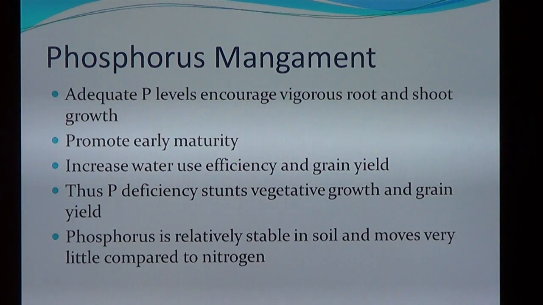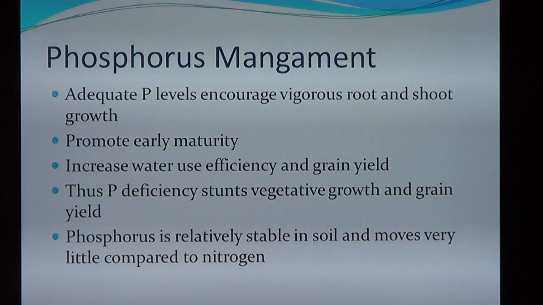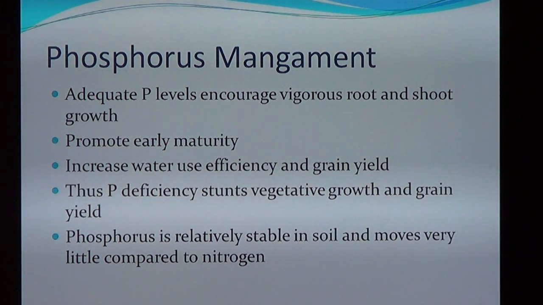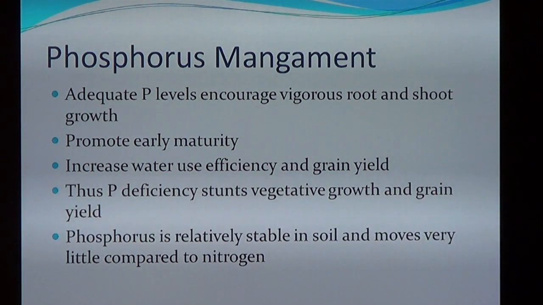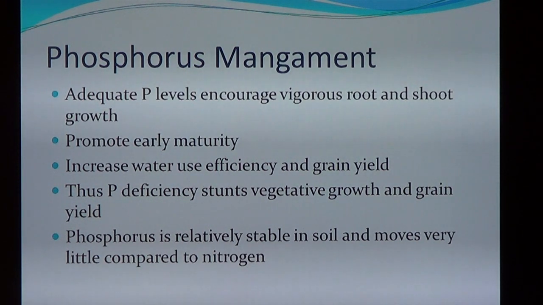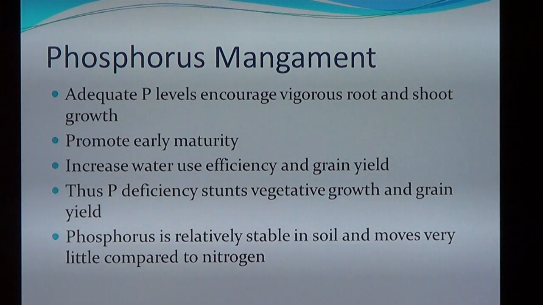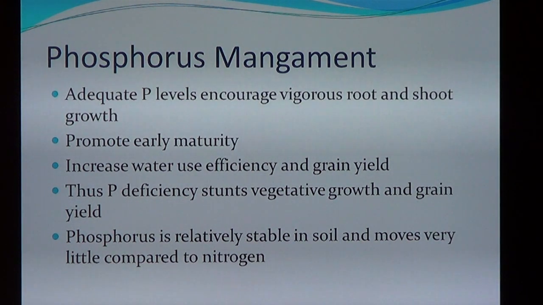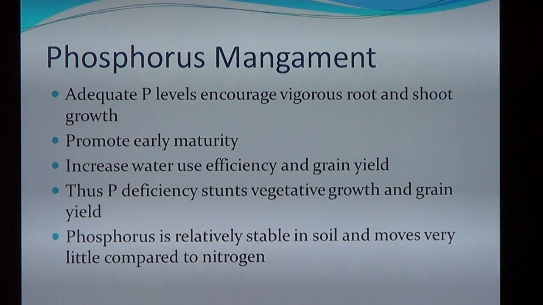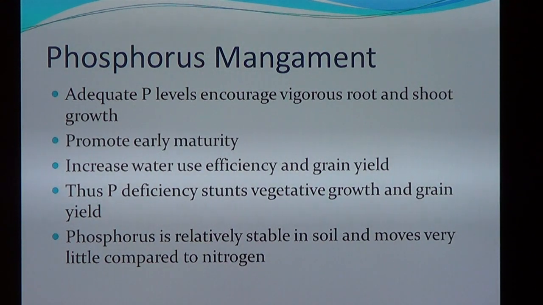Can we manage phosphorus? Yeah. It's a little bit slower. What does phosphorus do for us? Well, it promotes early maturity. It increases water use efficiency, and also it increases your grain yields. So phosphorus deficiency can stunt vegetative growth and it can stunt grain yield. So we want to really manage it well. It's relatively stable in soil and moves very little compared to nitrogen, and really all the other elemental processes from here down move a lot slower than nitrogen.